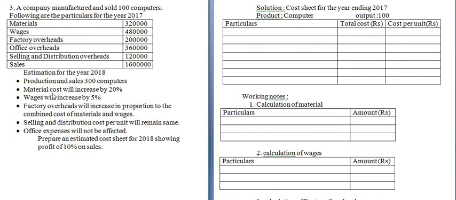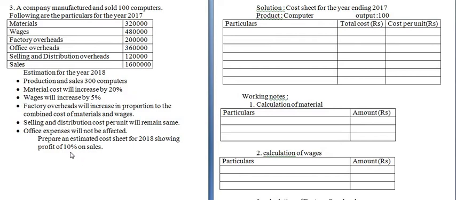Now material cost will increase by 20%, wages will increase by 5%, factory overheads will increase in proportion to the combined cost of materials and wages, selling and distribution cost per unit will remain same, office expenses will not be affected. Prepare an estimated cost sheet for 2018 showing profit of 10% on sales. So this is the problem they have given.